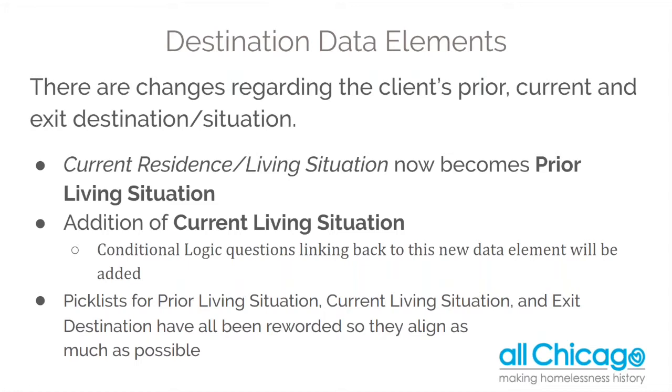And then another thing is that prior living situation, current living situation, and exit destination are going to have answers that are similar to each other. The set of answers available for each of those three data elements are going to be very similar so that there's not a divergence. If a client said that their prior living situation was an emergency shelter, and their exit destination was also another emergency shelter, it'll read exactly the same. So there's a consistency throughout.